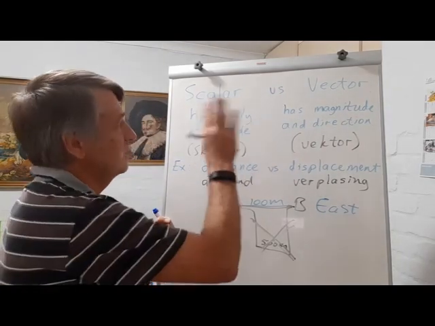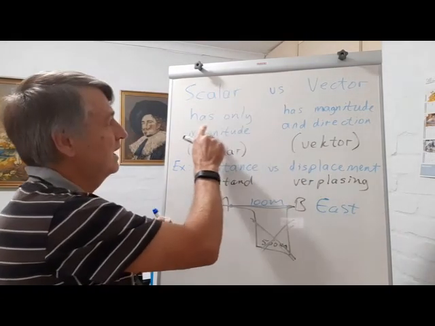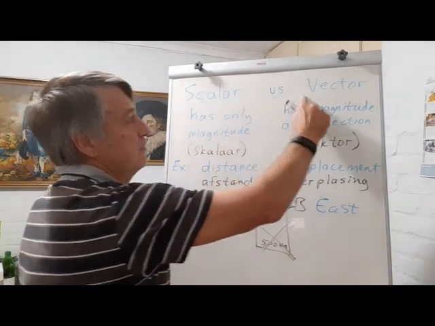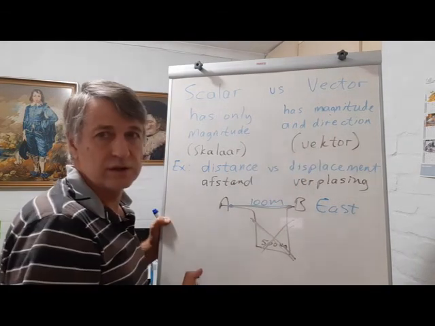So you see, to summarize quickly, a scalar quantity is only magnitude. A vector quantity is magnitude and direction.